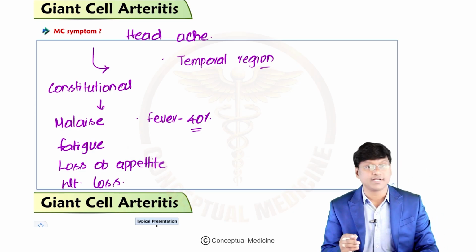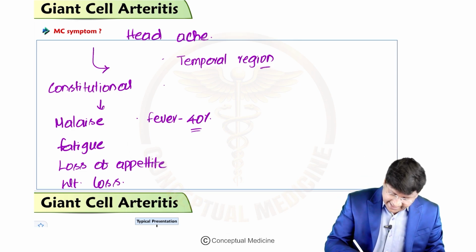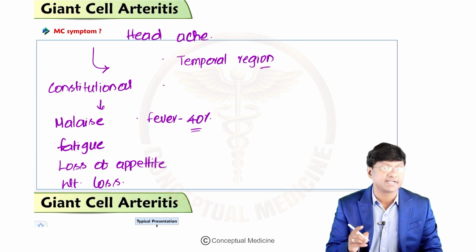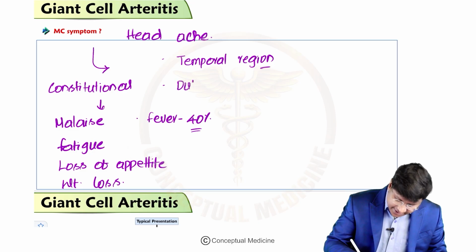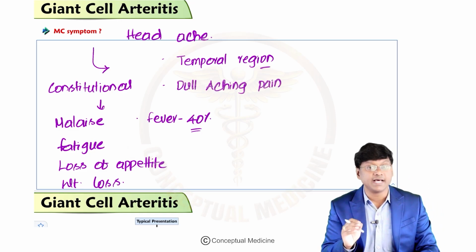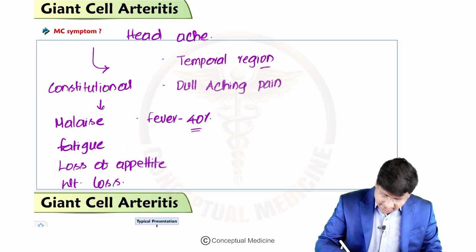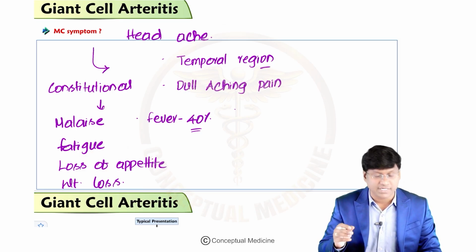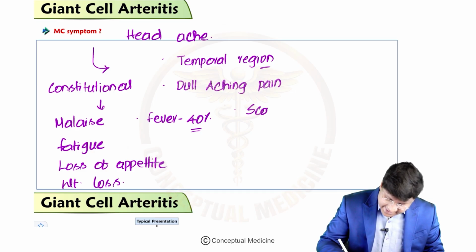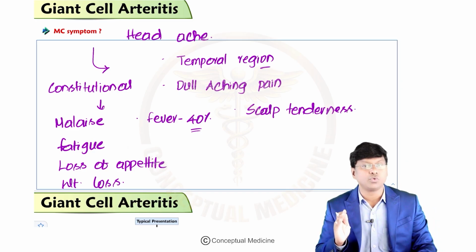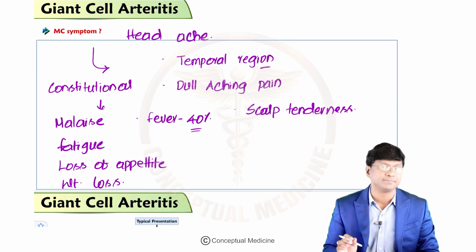It is most commonly localized over the temporal region. And the character of the headache is described as dull aching pain. This headache is often associated with scalp tenderness. When you palpate over the temporal artery, there is a chance that these individuals will have pain.